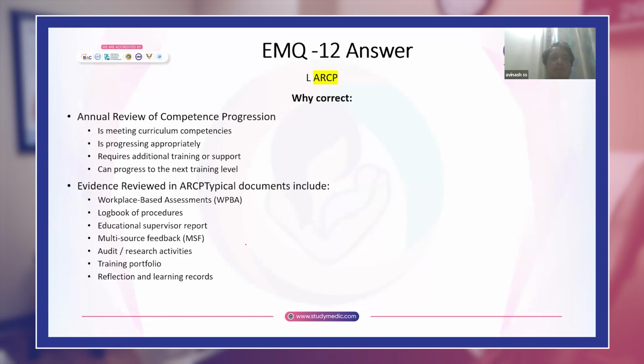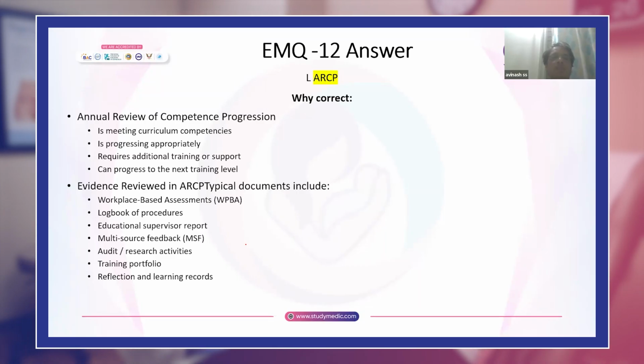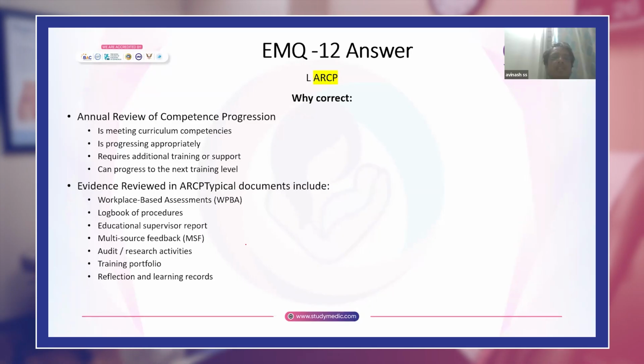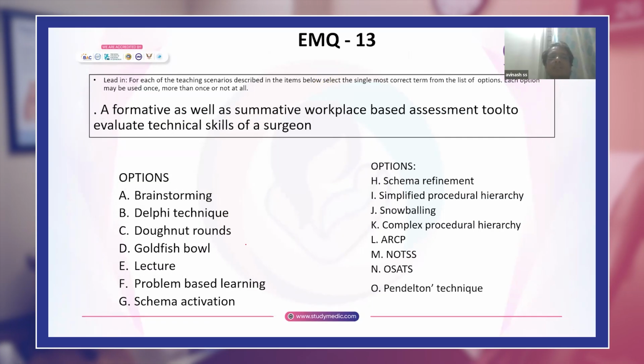All these are taken in this annual review of the competency progression process. So usually what is evidenced during the annual review of the competency progression process, they review multiple things like workplace-based assessment performance, their logbooks, supervisor reports. They also review the multi-source feedbacks, his training portfolios, reflection and learning methods, and audit and research activities. All these are reviewed to finally take a decision on his capacity to meet and progress further. It's a summative assessment tool.